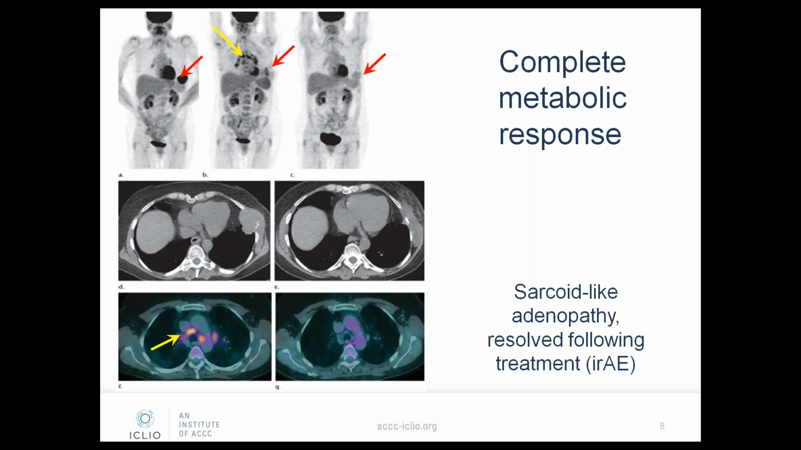Now, the yellow arrow is pointing to new, quote unquote, new areas of FDG uptake in the middle coronal image of the PET study, and what that is showing is a sarcoid-like reaction, which we call an immune-related adverse event, but it's really just stimulation of the immune system. And so lymph nodes are now lighting up because the entire immune system is ramped up. This sarcoid-like reaction resolved on the bottom right image following cessation of immunotherapy.